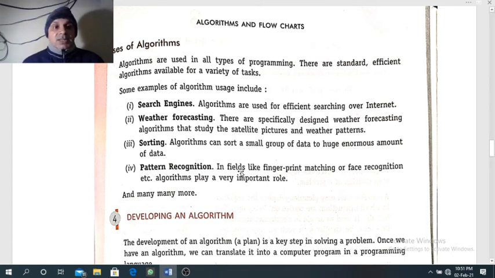Pattern recognition is another area where algorithm is used, in fields like fingerprint matching or face recognition. You know that mobile phones or smartphones have fingerprint scanner, or sometimes the mobile is unlocked with face. So how is mobile able to find out this is the correct person or not? For fingerprint matching and face recognition, some algorithm is used.